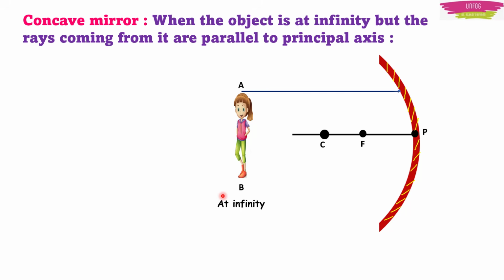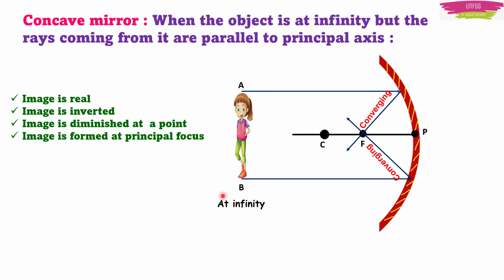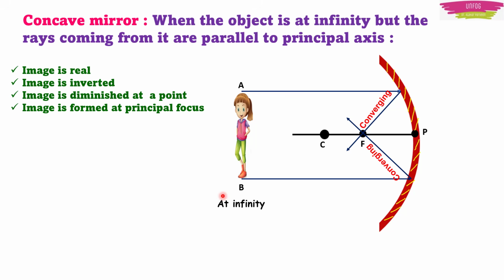So here I have made the animation to make you understand how the light converges in a concave mirror. And what will be the properties of the image formed? The image is real and it is inverted. But it is not seen here because it is diminished. It has become so smaller like a point at the principal focus that you cannot see it.